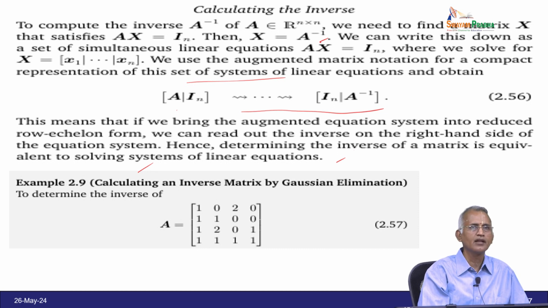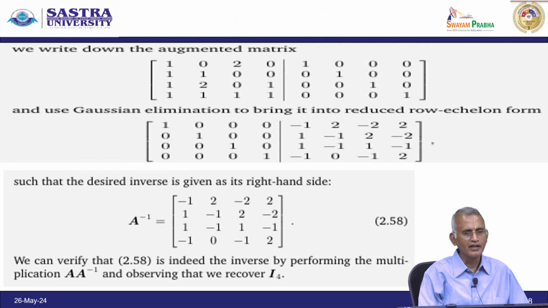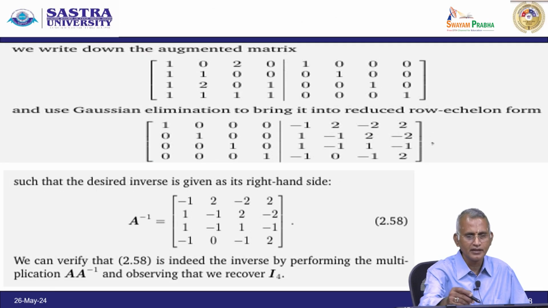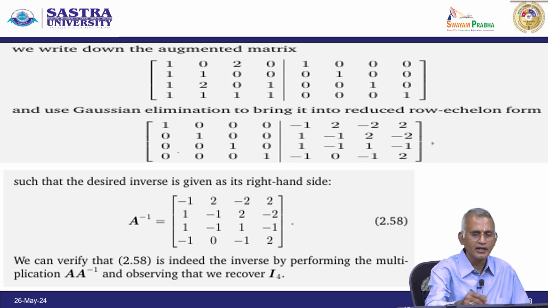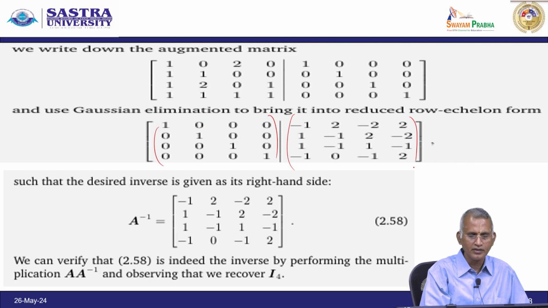Now, another example, calculating an inverse matrix by Gaussian elimination. To determine the inverse of A, 1 0 2 0, 1 1 0 0, 1 2 0 1, 1 1 1 1, we write down the augmented matrix like that, and on the right hand side after the cross you have to write the unit matrix, and use Gauss elimination to bring it into reduced row echelon form, that is R1 subtract R2 and so on. On the right hand side you have to bring the identity matrix, and then after row reduction you have the matrix like that. So, this is called the inverse of the matrix.